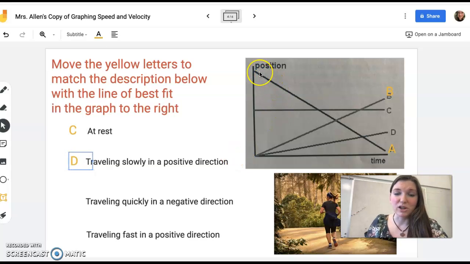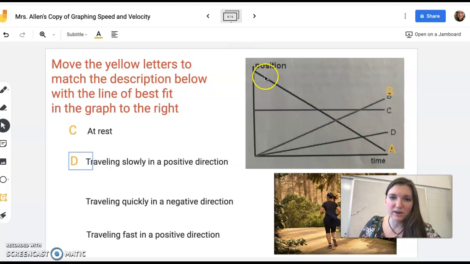As opposed to traveling quickly in a negative direction, this is like this one where it's starting high, going low. A negative direction meaning that we can think of it also as an inverse relationship, where as time is going up, the y values are going down.